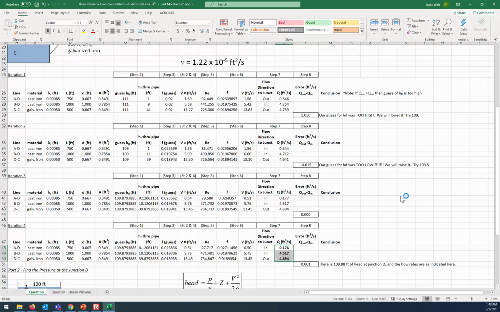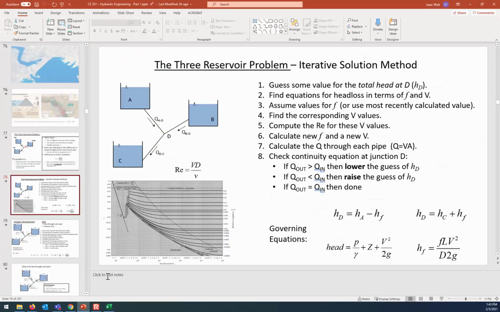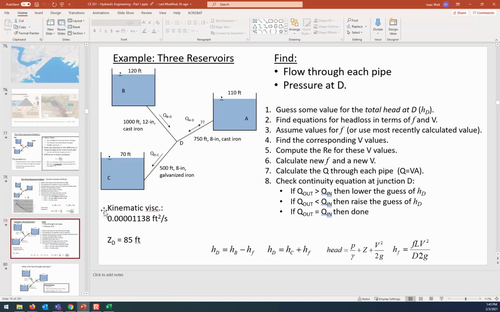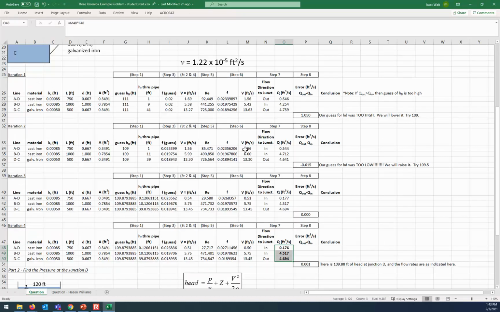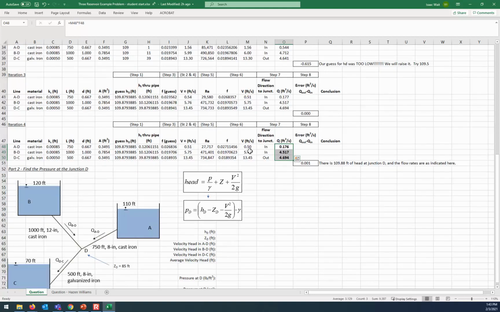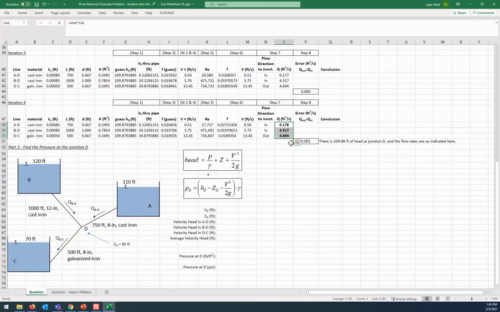Now we've just got 7 minutes to do the second part of this example. And the second part of this example is, did I have the kinematic viscosity all along? Not on the spreadsheet anyway. Find the pressure at junction D. Okay, we know how much head there is at junction D. So the physical elevation of junction D is at 85 feet. And so the head at D is what we've just calculated. Here's our previously calculated head at D. The elevation is 85 feet. That's its physical location, you know, maybe above sea level or something.